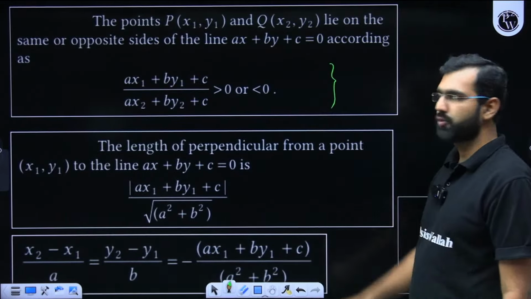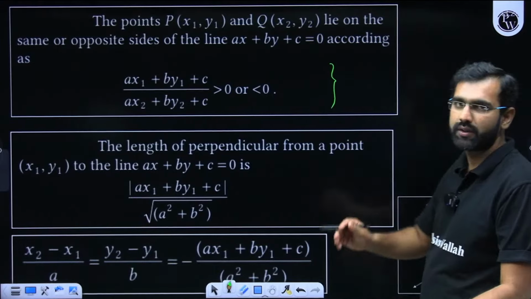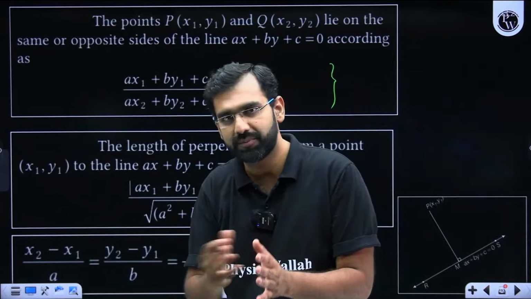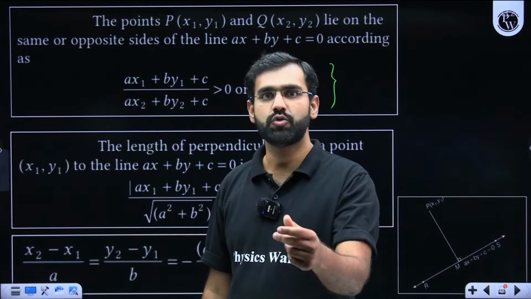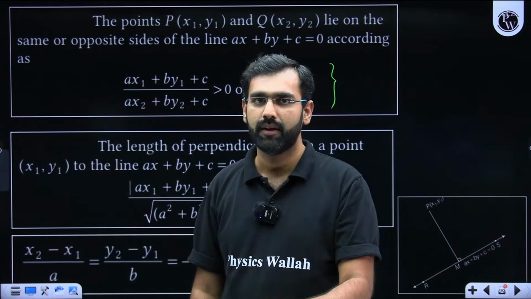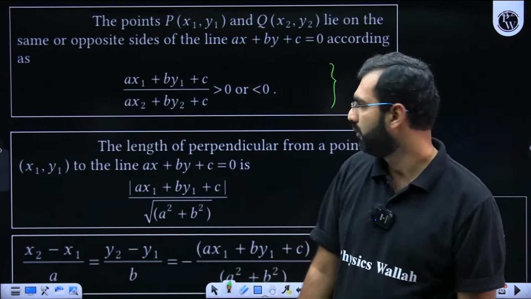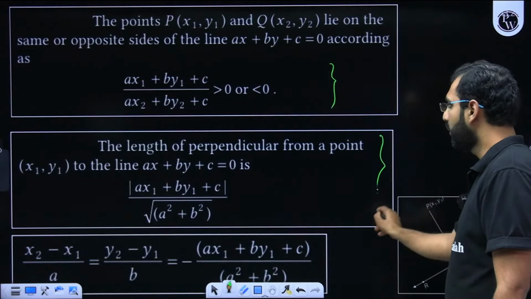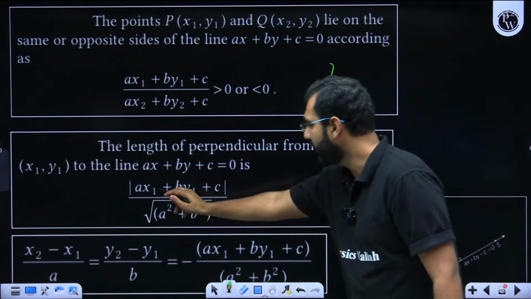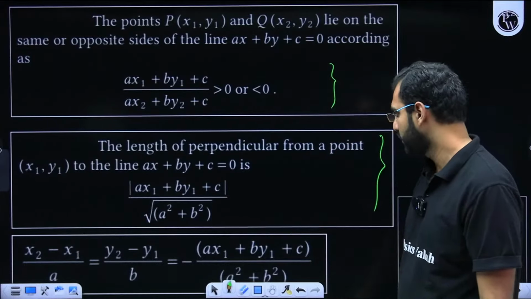Position of a point with respect to the line. If two points lie on the same side of the line, they'll give the same power, which means the sign of the power will be the same. Either both will be positive or both will be negative. Perpendicular distance of a point from a line, we know, is the power of the point in that line divided by under root of a square plus b square.